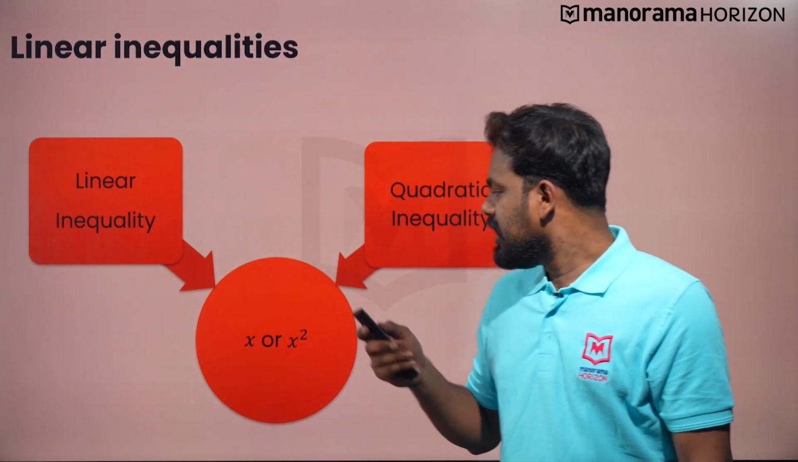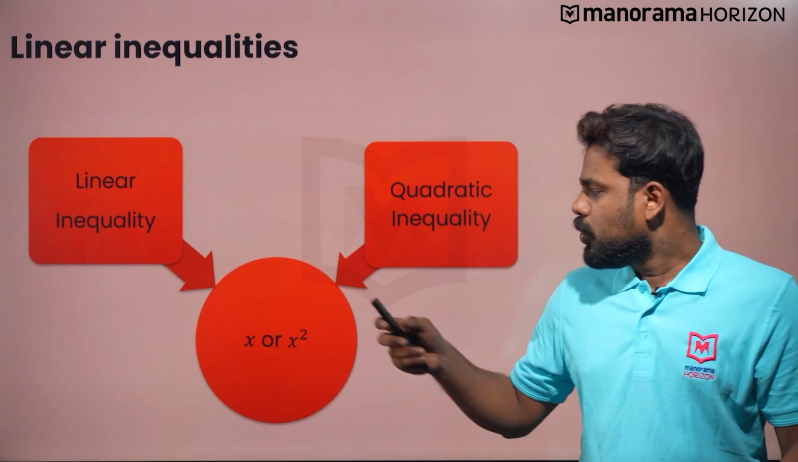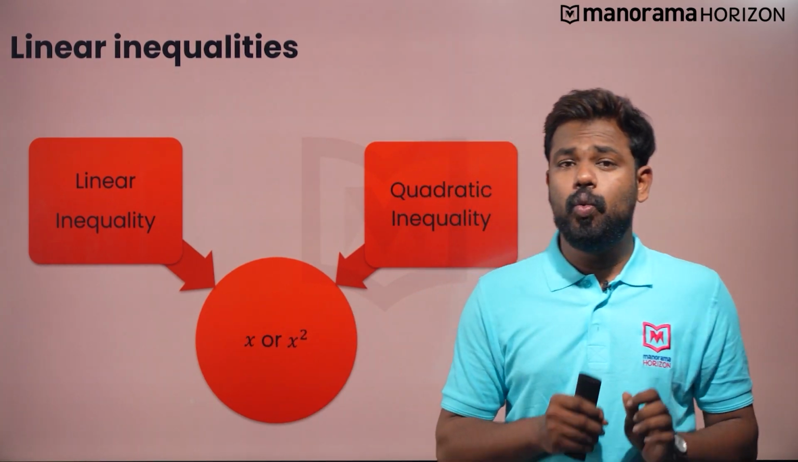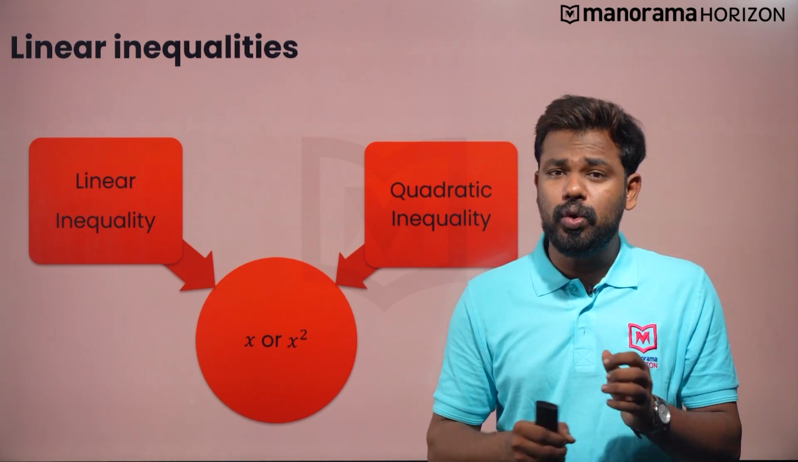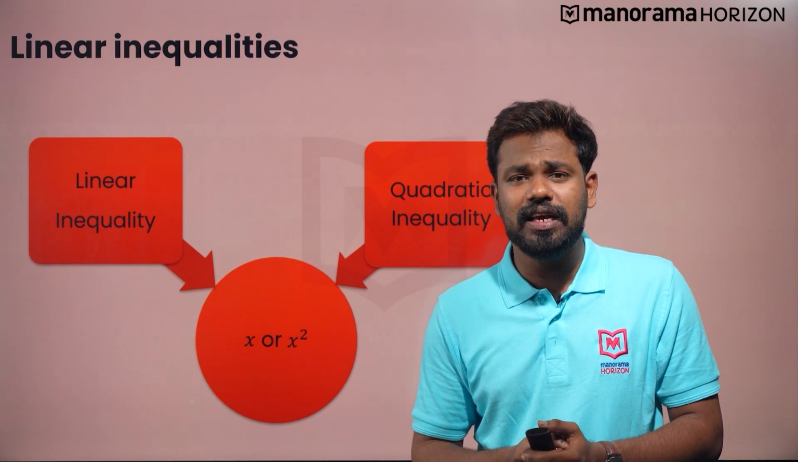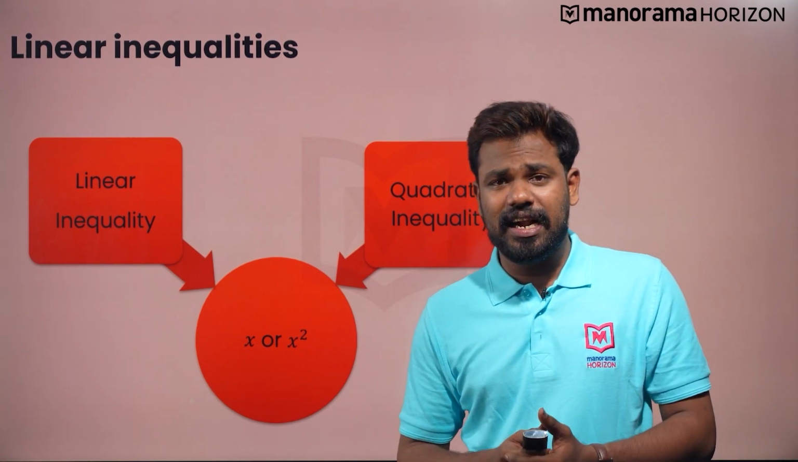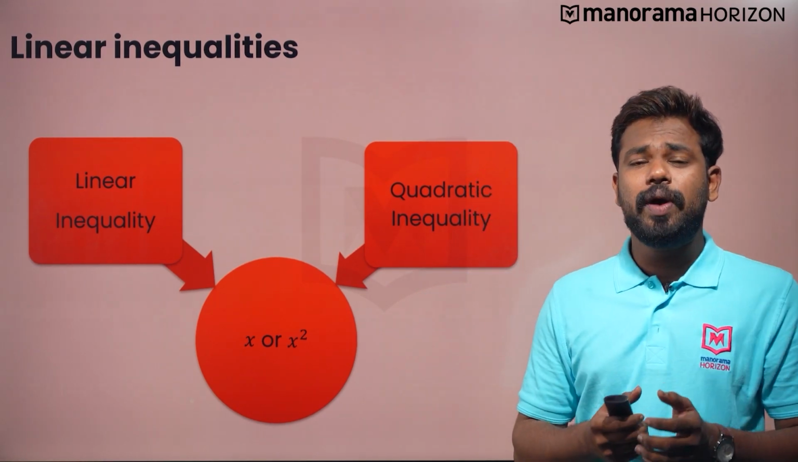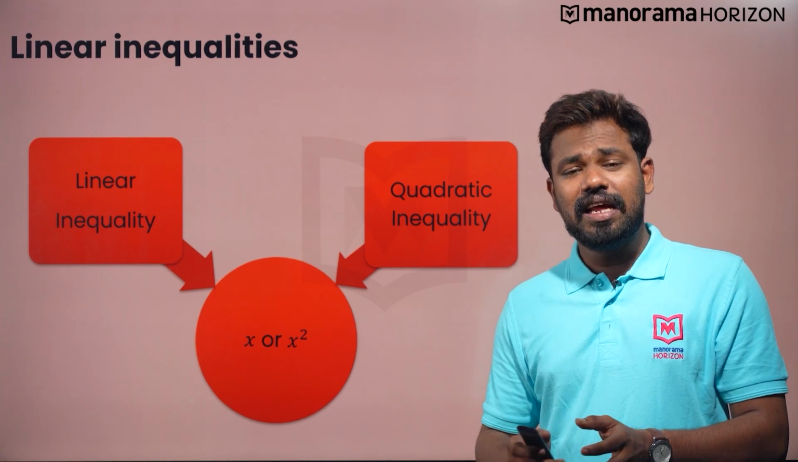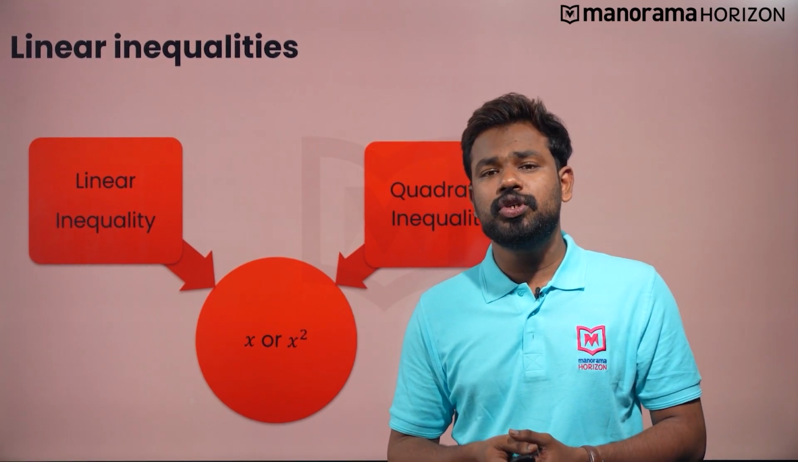Now moving on to the linear or the quadratic inequalities. If we have degree only 1, then we call it a linear inequality. And if you have degree 2 in that inequality, we simply call it a quadratic inequality. For example, if I say x greater than 10, that is a linear inequality. Suppose I say x square greater than y plus 5, that is a quadratic inequality because it contains a degree of 2 there.